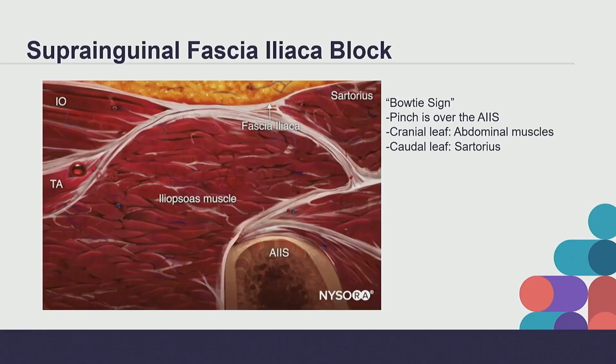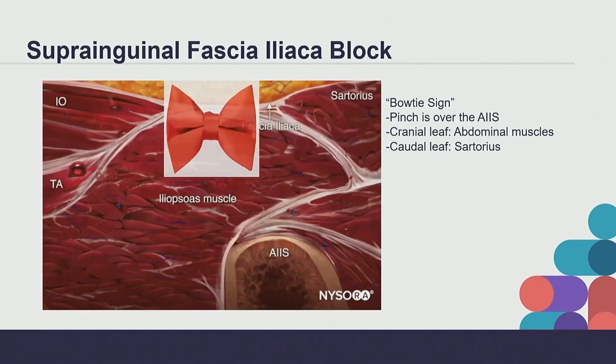And this is a nice depiction. You may have heard of the bow tie sign, where the pinch of the bow tie here is just above the level of the anterior inferior iliac spine. And then the different leaves of the bow tie cranially would be the abdominal muscles, the internal oblique and the transversus abdominis, and then inferiorly by the sartorius. So I call this the dress to impress block. That's the bow tie if you ever hear of the bow tie sign.